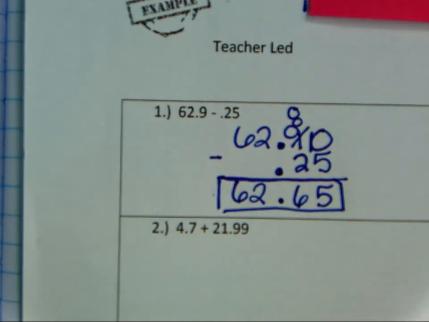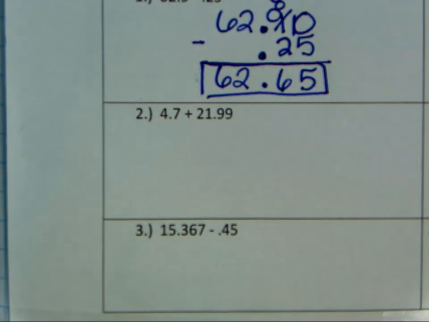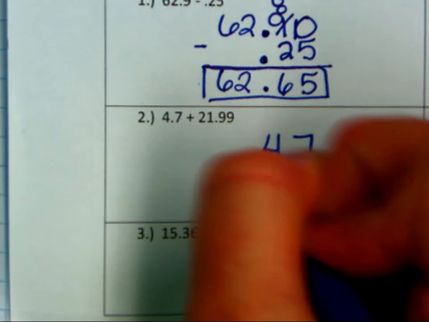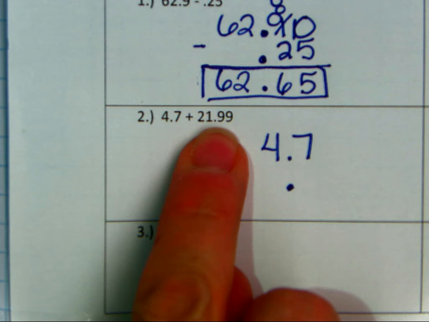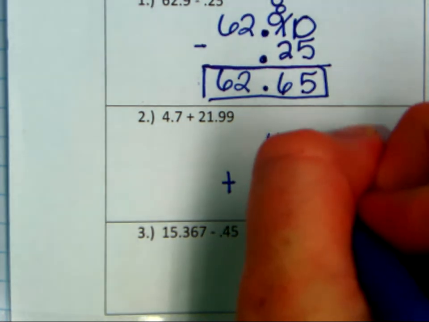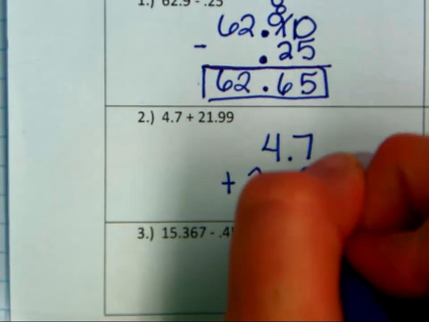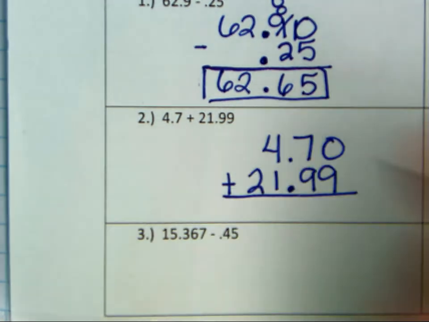All right, the next question that we have is an addition problem. Once again, we just line up our decimal points. So I'm going to have 4.7 plus, and I'm going to line up my decimal first. Now here I've got 99 hundredths after, and prior I have 21. All right. Once again, I have a hole. I got to put my little 0 in there to fill in my hole.